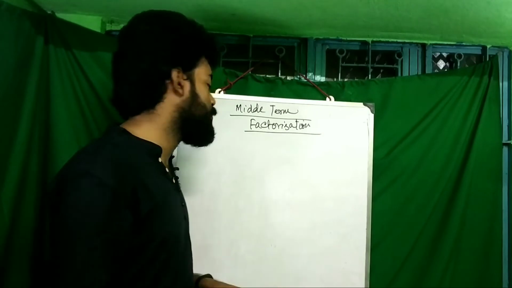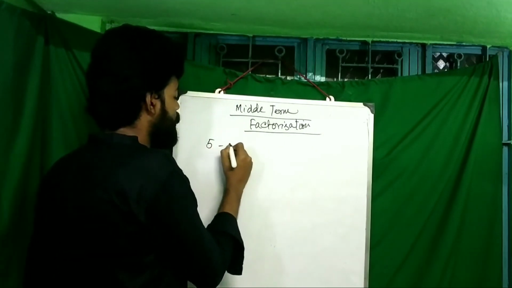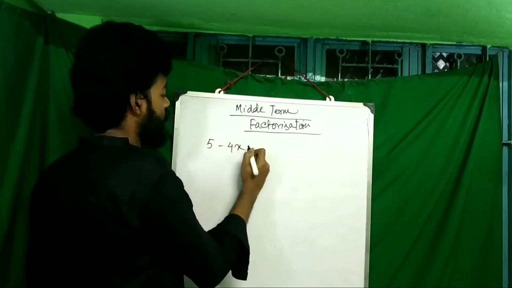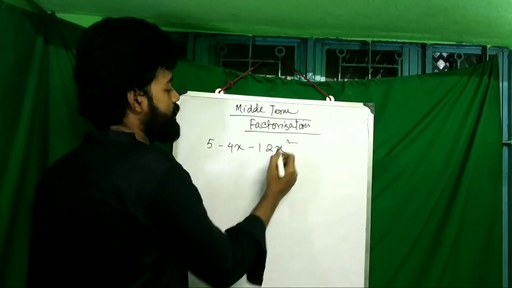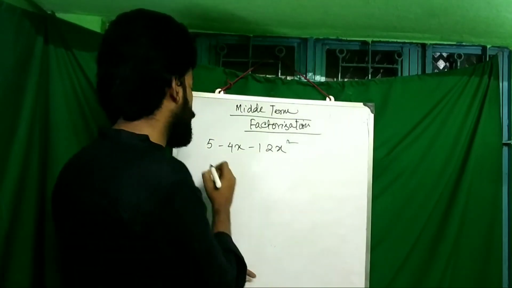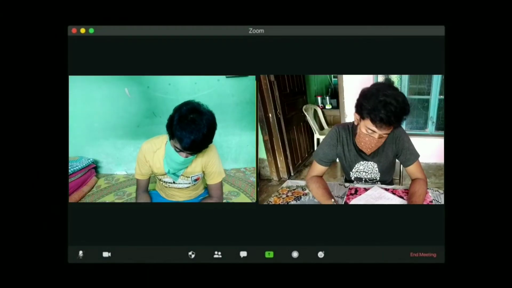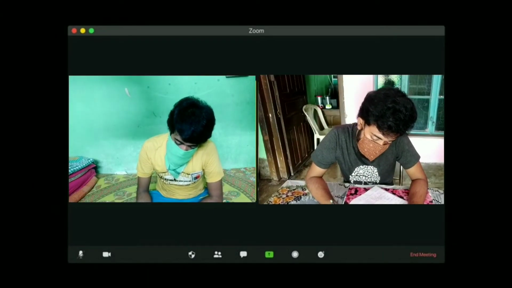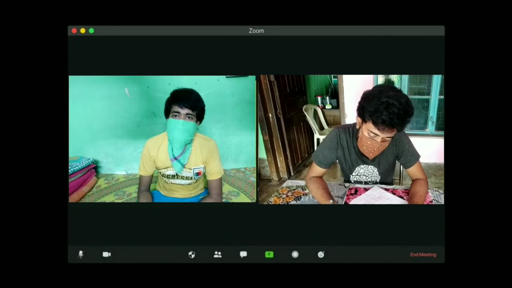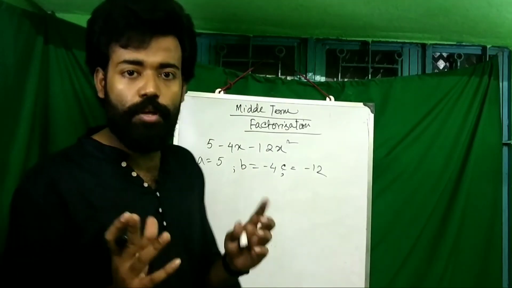Okay, so let's take our next question. It is minus 12x square. So what is the value of A, B and C? Tell. Sir, A will be minus 12, B minus 4 and C 5. Yes, both of you are correct.